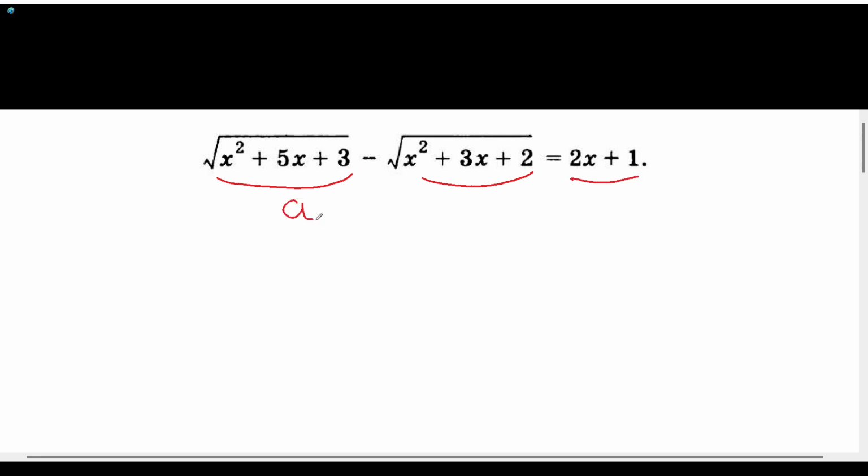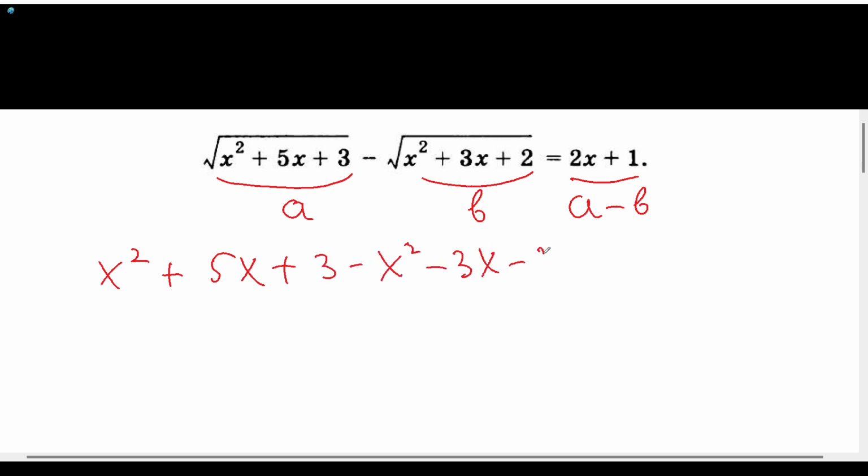So if we say that this will be a, this will be b, this will be a minus b. I'll just rewrite it. x squared plus 5x plus 3 minus x squared minus 3x minus 2 will give us 2x plus 1. x squared will be cancelled, and here it will be 2x, and this will give us 1. So we can exchange these expressions by a and b.